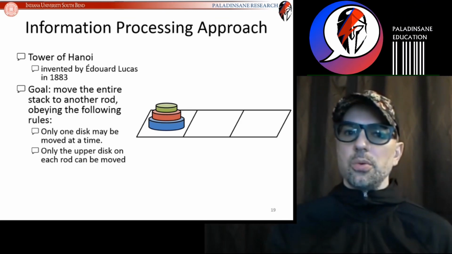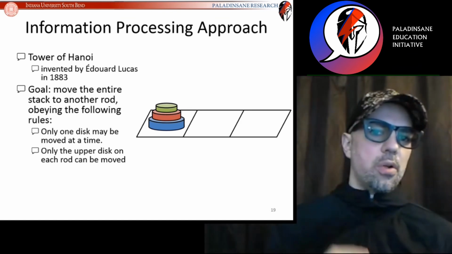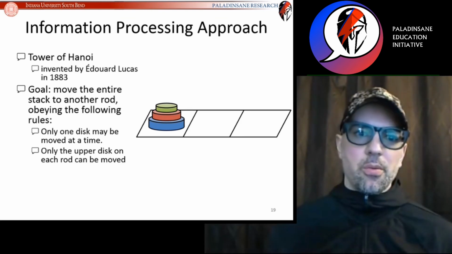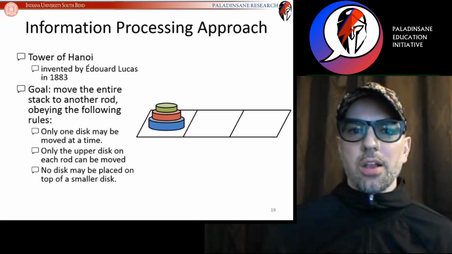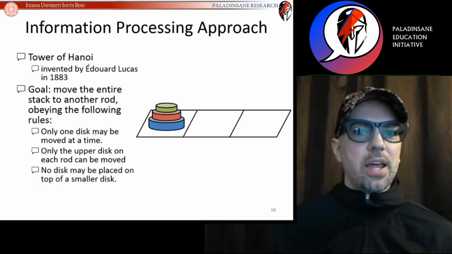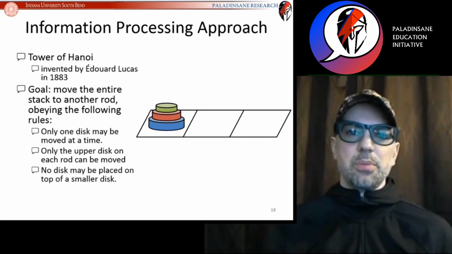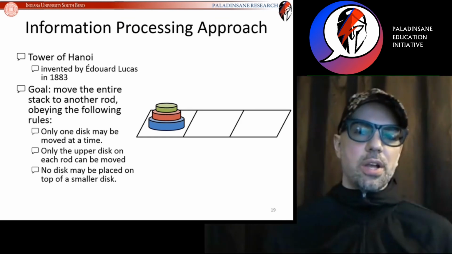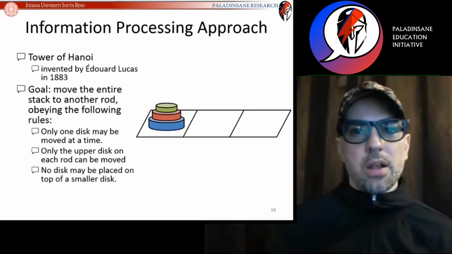Only the upper disk at each location can be moved. So in this instance, you would not be able to grab the red disk or grab the blue disk. You could only grab the green disk. And then the most important one is that no disk may be placed on top of a smaller disk. So you could not place the red disk on top of the green disk. You could never place the blue disk on top of the red disk or the blue disk on top of the green disk. So as long as the disk is smaller than the one that's underneath, you're fine, but you can't put a bigger disk on top of a smaller disk.